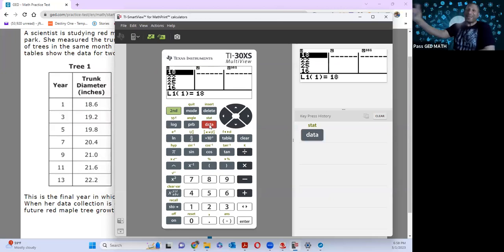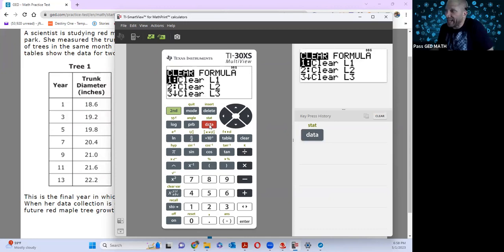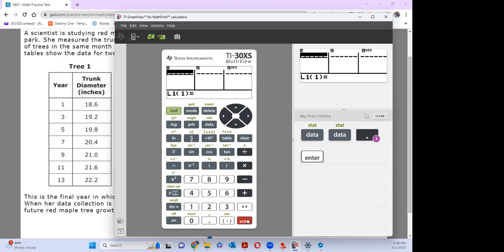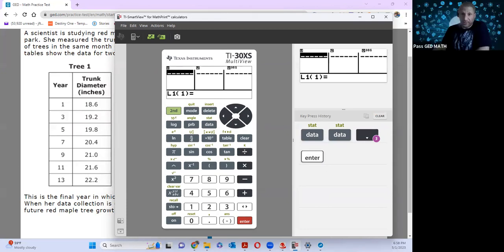If you see anything in your columns, you need to clear it out. Hit data again, go down to clear all, and press enter. You should have nothing in column A, B, or C. Is everybody's column A, B, and C clear? Okay.